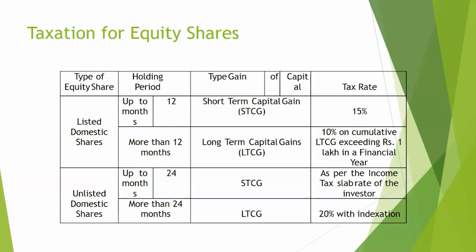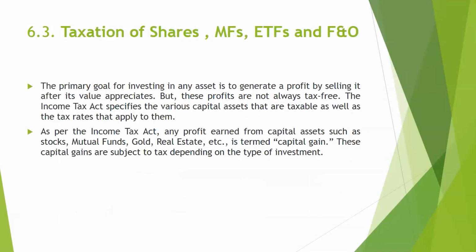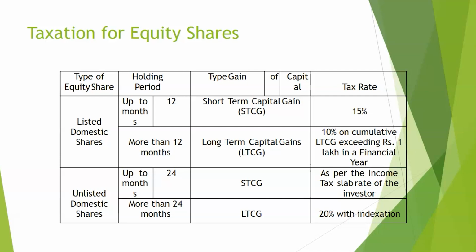Taxation for equity shares. So, students, as we know what equity shares are, there are different criteria for taxation on equity shares. Here in this table, there are two types of equity shares mentioned. The first is listed domestic shares and the second is unlisted domestic shares. The holding period for both is different. For listed, it is up to 12 months or more than 12 months, and for unlisted, it is up to 24 months or more than 24 months.